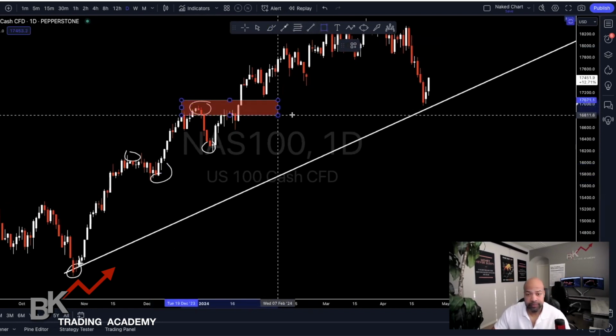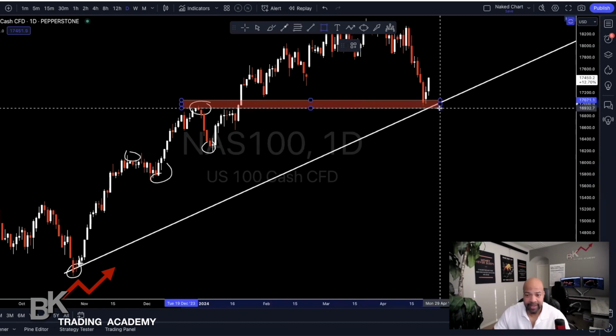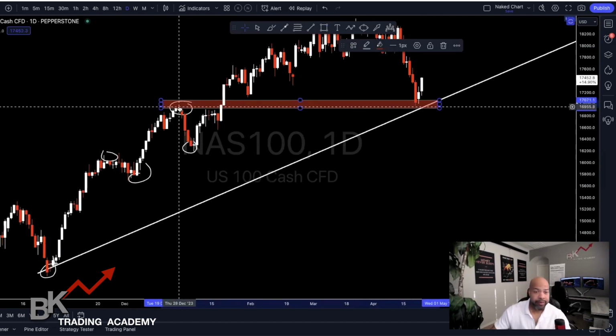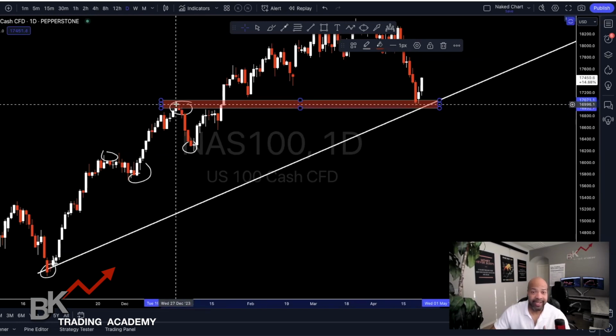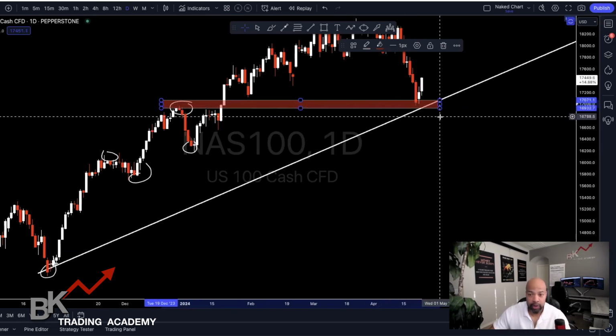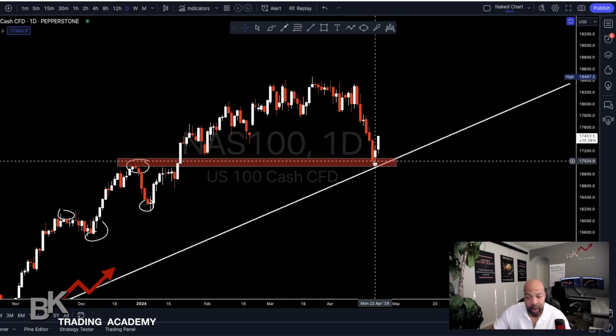Here's my level. And guess what? It respected right at this level here. My previous resistance is now my future support. In other words, my previous ceiling is now my future floor. And guess what? Price respected right off our support zone.